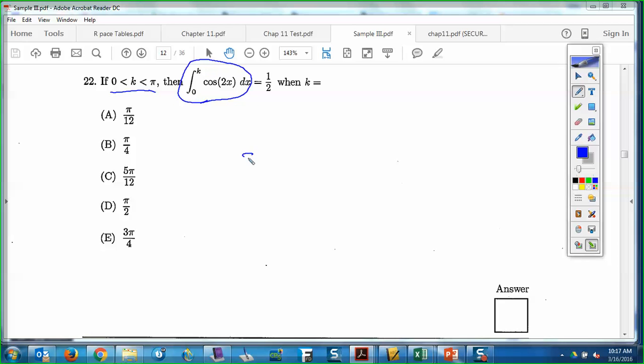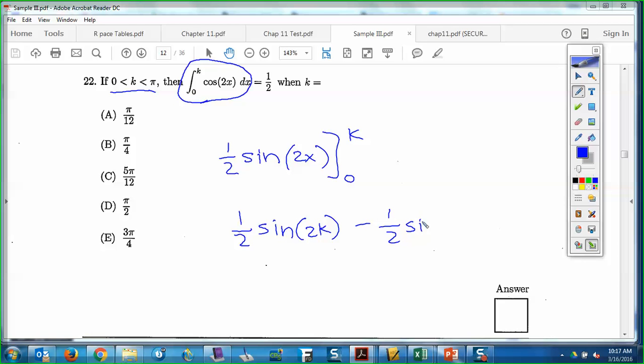The antiderivative of cosine is sine. Leave the inside alone always when you do any derivative, antiderivative, whatever. We have to do something with that 2x. Kick out a what? A 1/2 because we're doing the antiderivative, right? So we kick out a 1/2. And then we go 0 to k. We plug that in, so we put our k in. We get 1/2 sine 2k minus 1/2 sine 0. And of course, that's just 0, so that's easy.